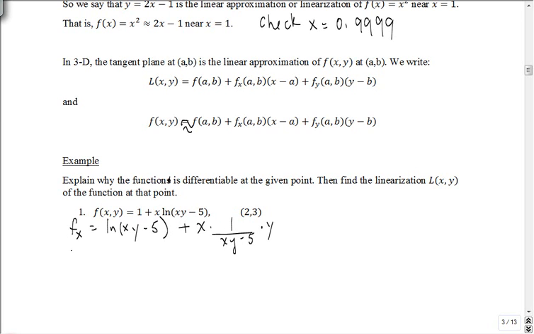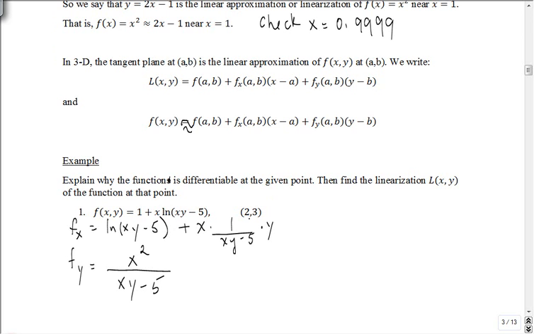Okay, now fy, similarly, we can just do that right away because y is inside here. So partially differentiate x natural log of xy minus 5 with respect to y. So the natural log, so that would be over xy minus 5. We've got an x, leave it alone. The chain rule means you partially differentiate xy minus 5 with respect to y, and you get times x. So this is x squared.